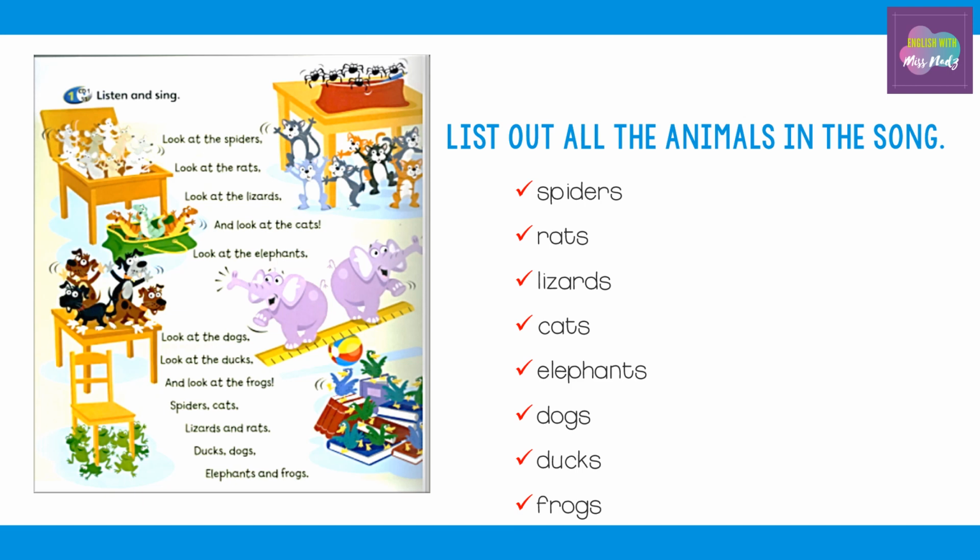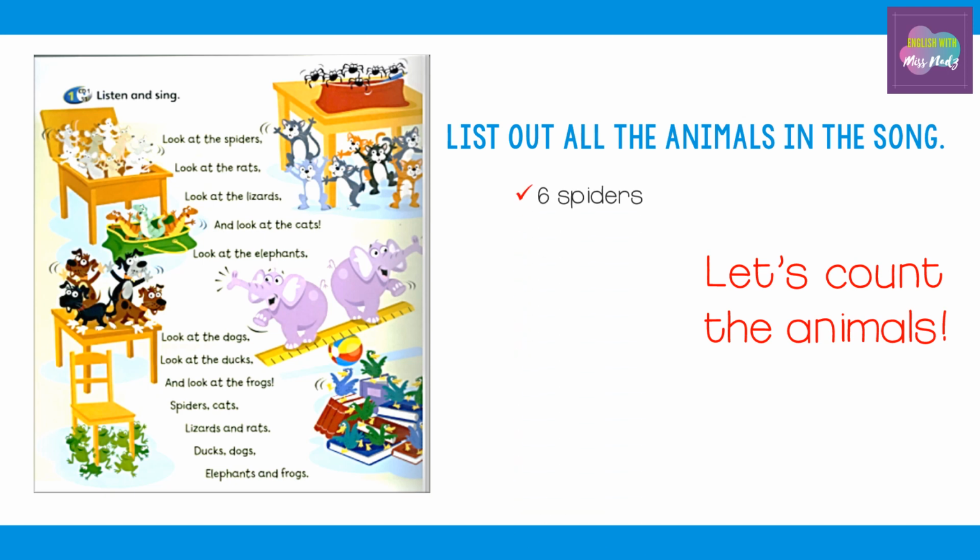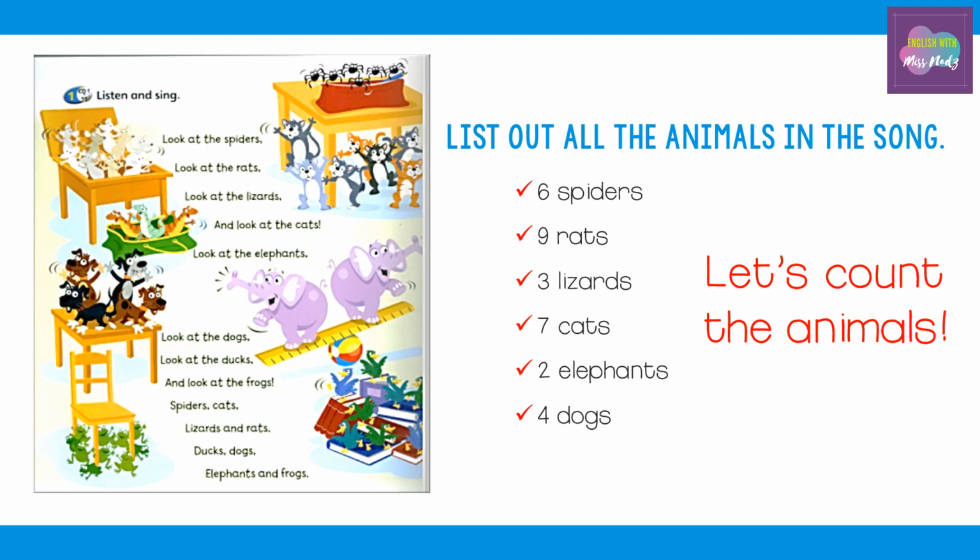Now, look at your book. Look at the pictures very carefully. And let's count the animals. 6 spiders, 9 rats, 3 lizards, 7 cats, 2 elephants, 4 dogs, 8 ducks, 10 frogs.